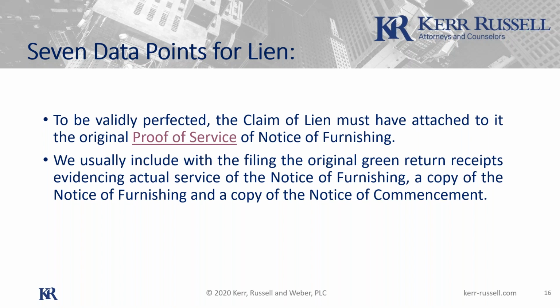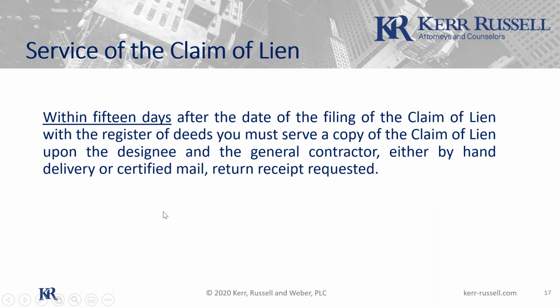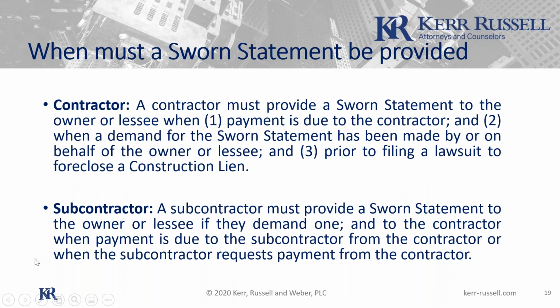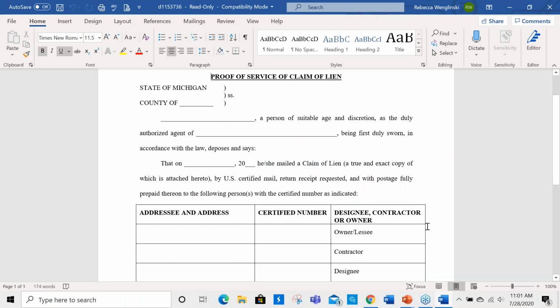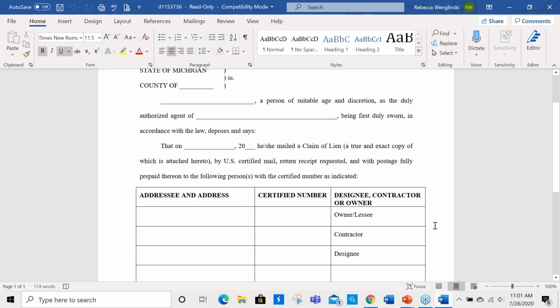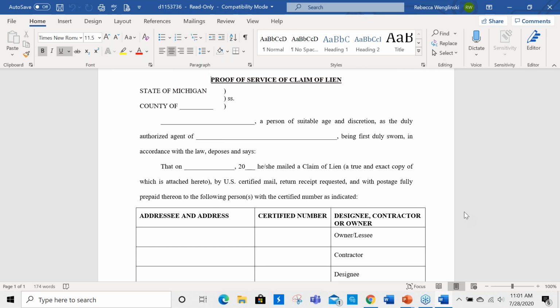Okay, and let's click on the proof of service for the claim of lien. So like with the notice of furnishing, when you file the lien, you have to serve it, by the way, within 15 days. That's another of these deadlines in the sequence of events. But that is probably another one that's just a yellow light. Meaning if you were late, it might not be the end of the world. But when you do send out the lien, you need to fill out one of these proofs of service.